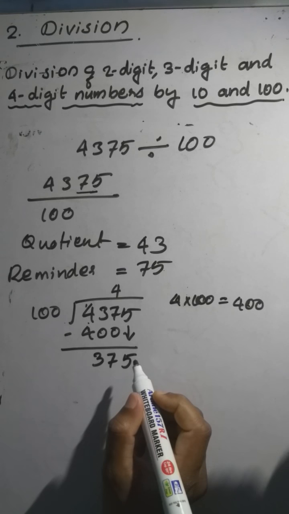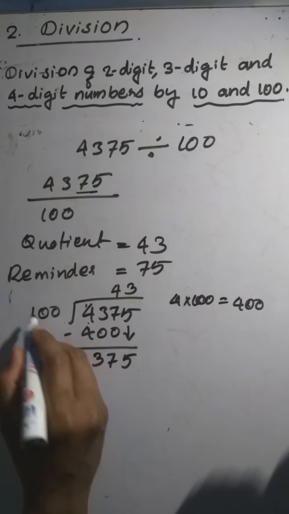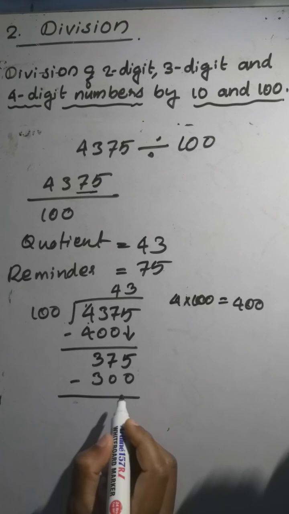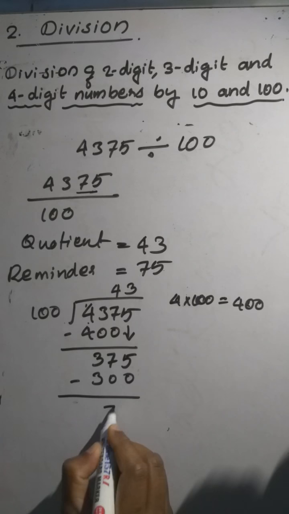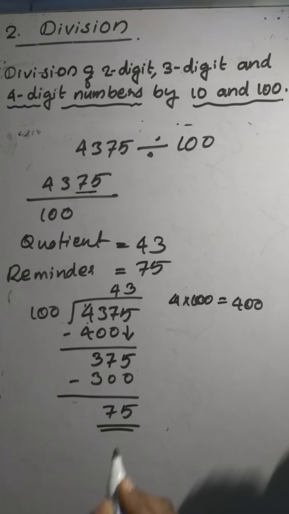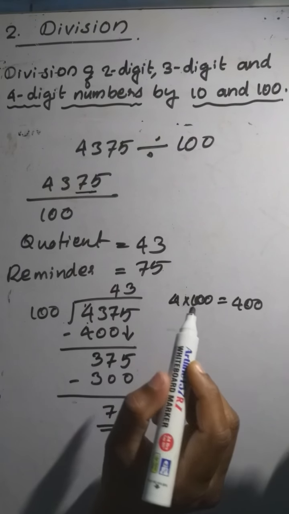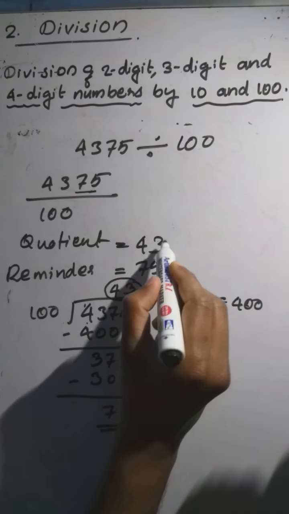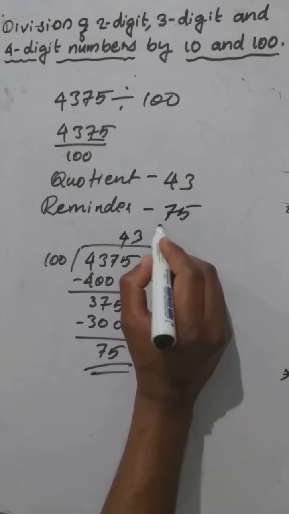And how many hundreds are there in 375? Yes, there are 3 hundreds. So 3 into 100 is 300. And subtracting 300 from 375, we got the result 75. That is our remainder. So we got the same answer without doing the division process: 43 here, and 75 as the remainder here.